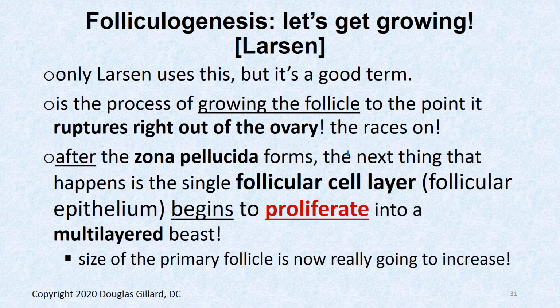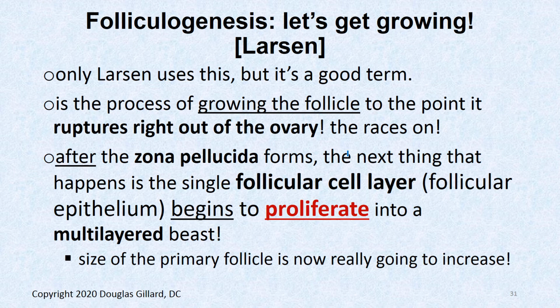Folliculogenesis is a new word. Larsen's the only one who used that. It's not a board book, but it's a good word because we're developing a follicle, right? The oocyte's not doing anything. It's just sitting inside the follicle. So oogenesis is the overall process of making a secondary oocyte. But really the process of getting the oocyte out of the ovary is called folliculogenesis.